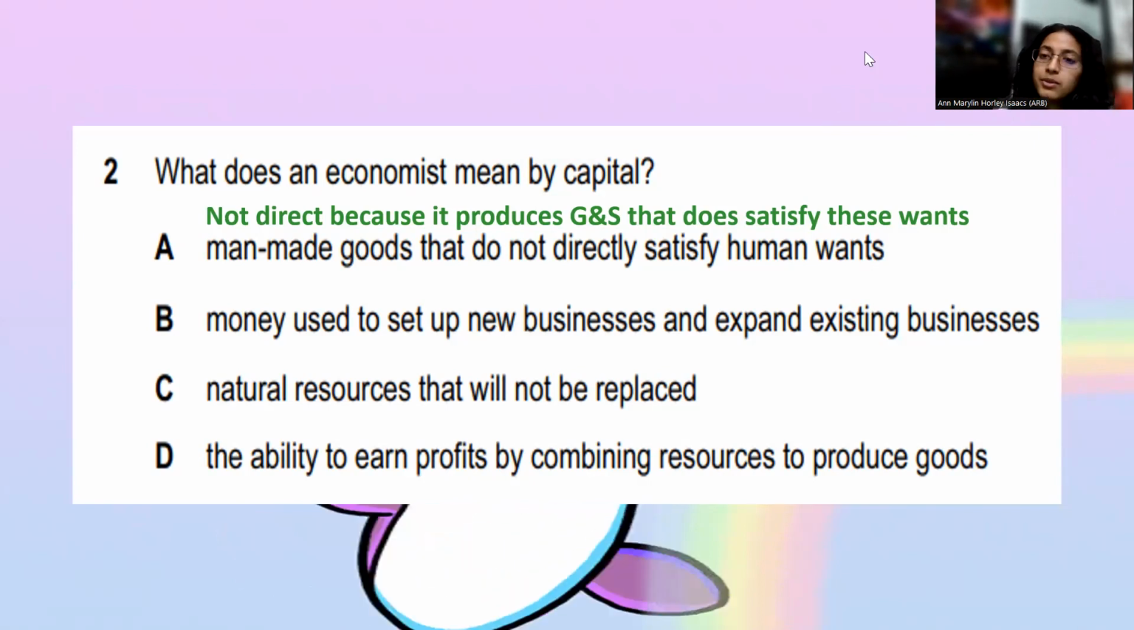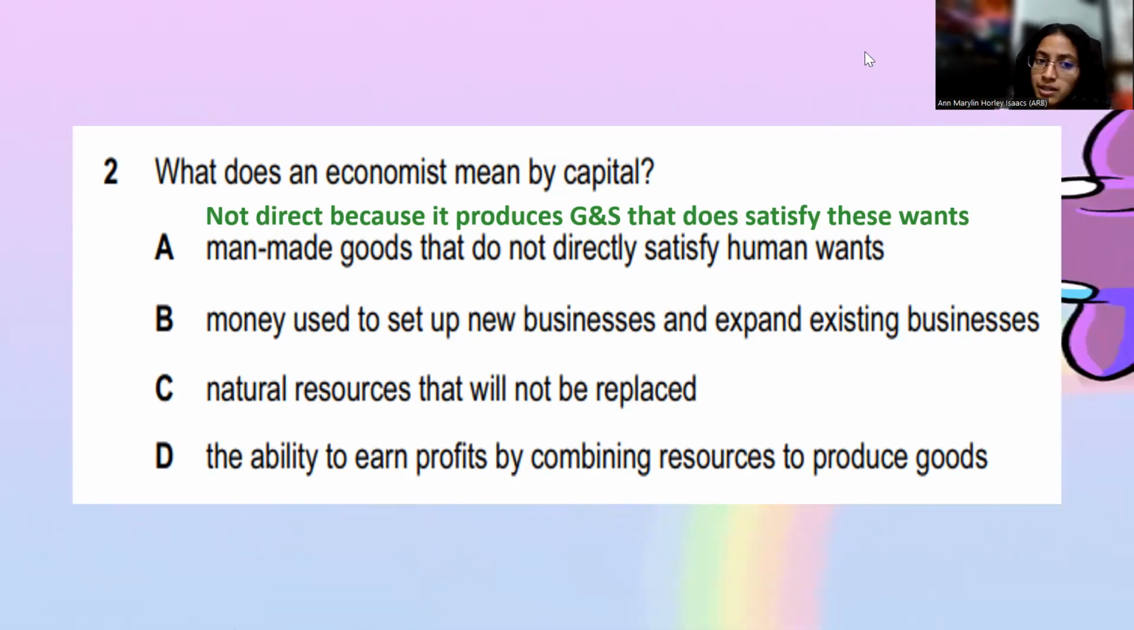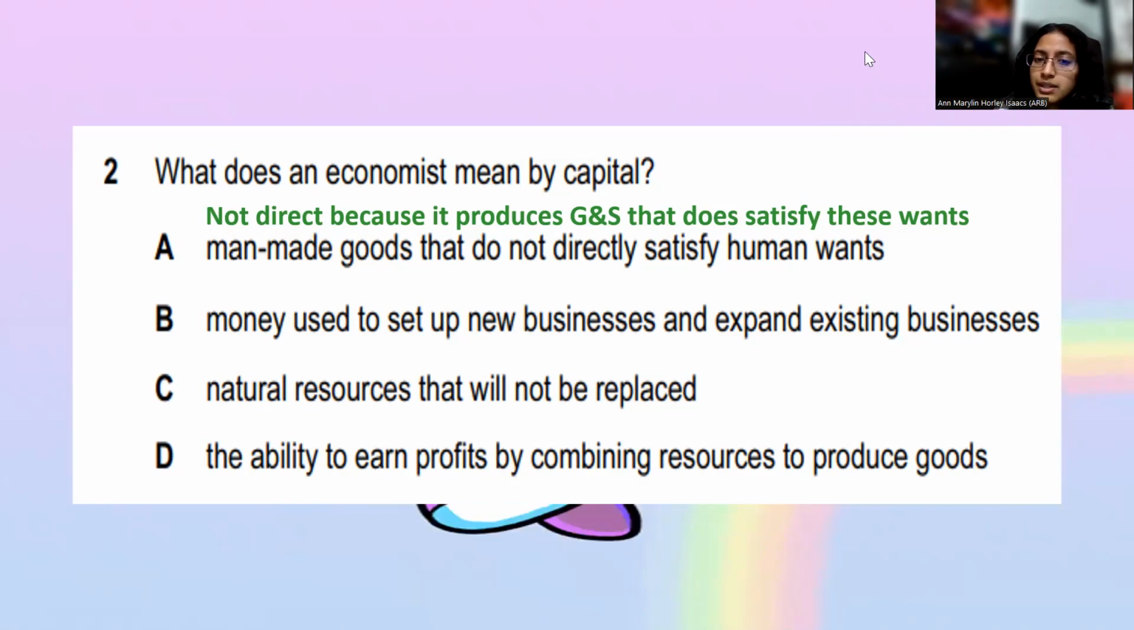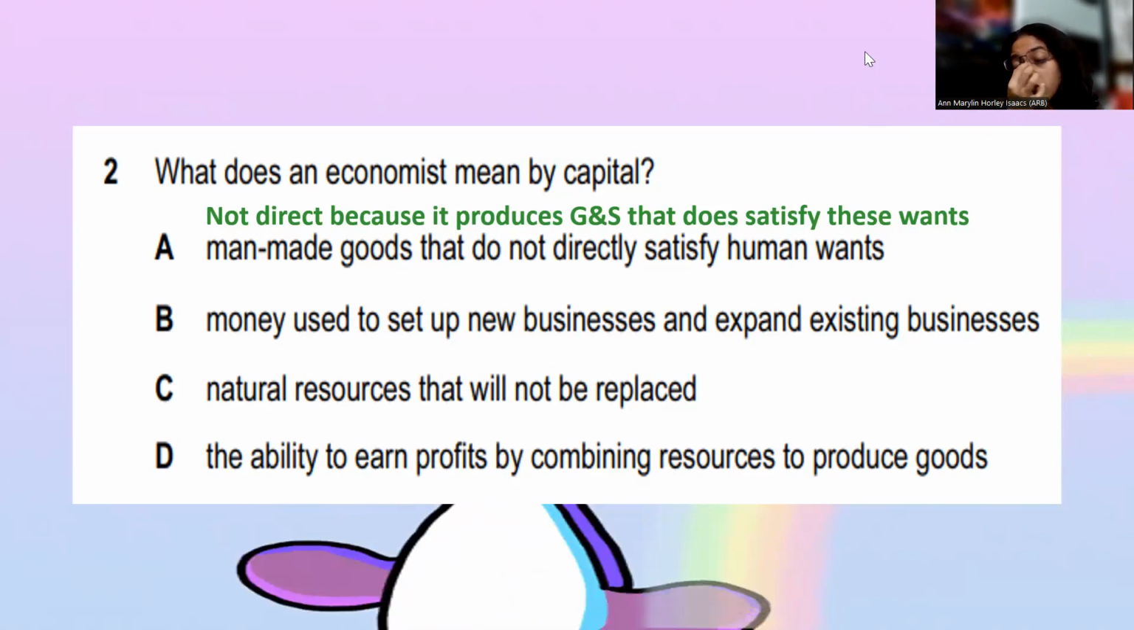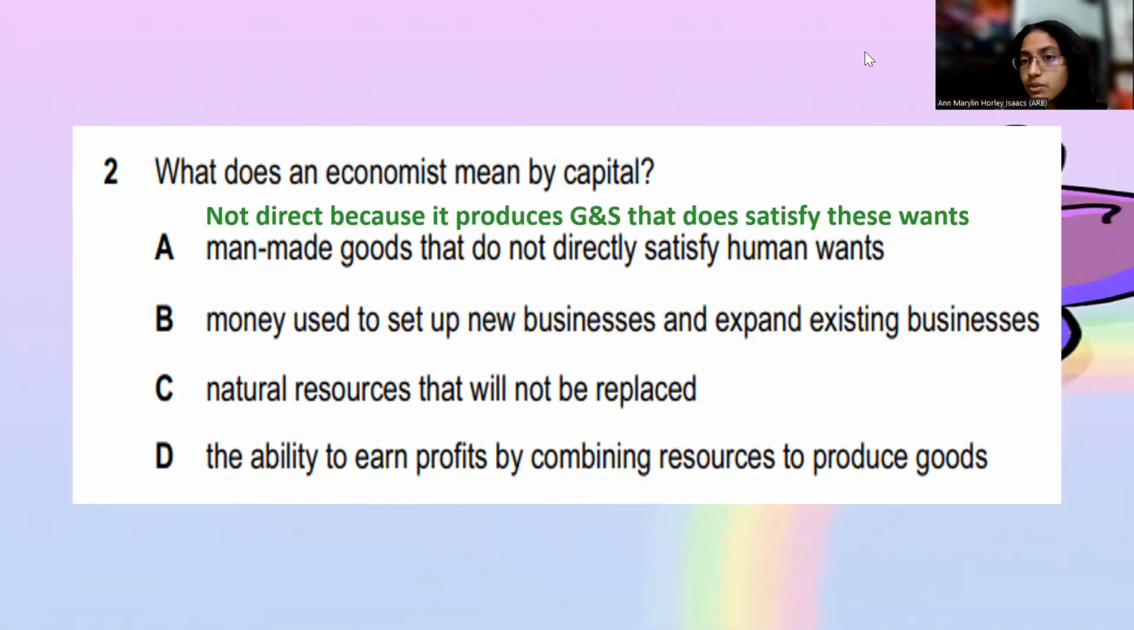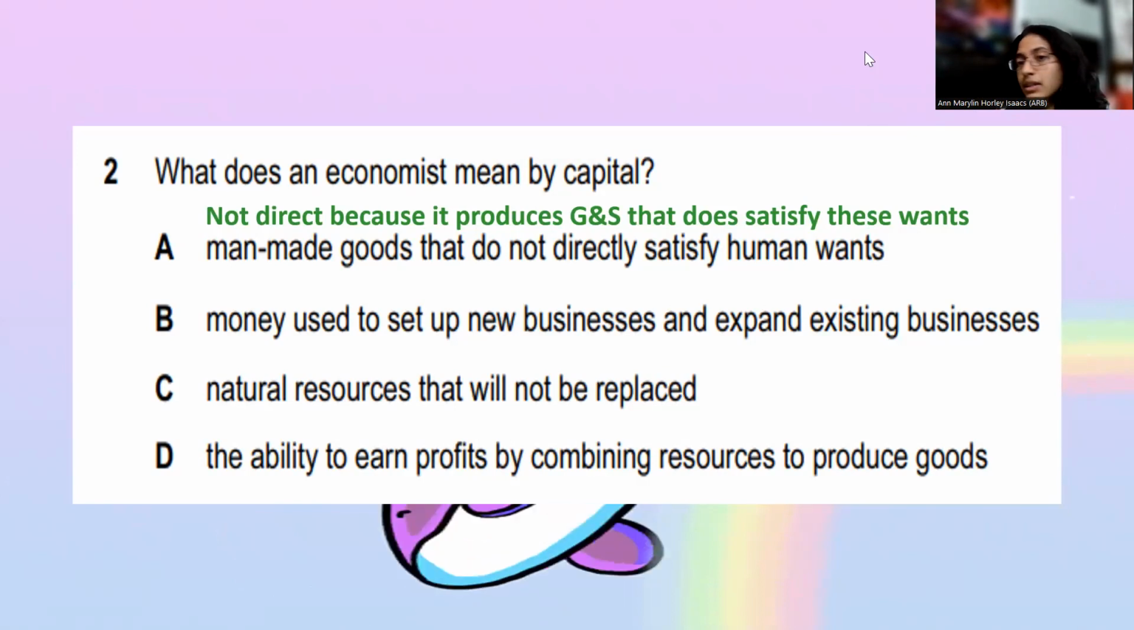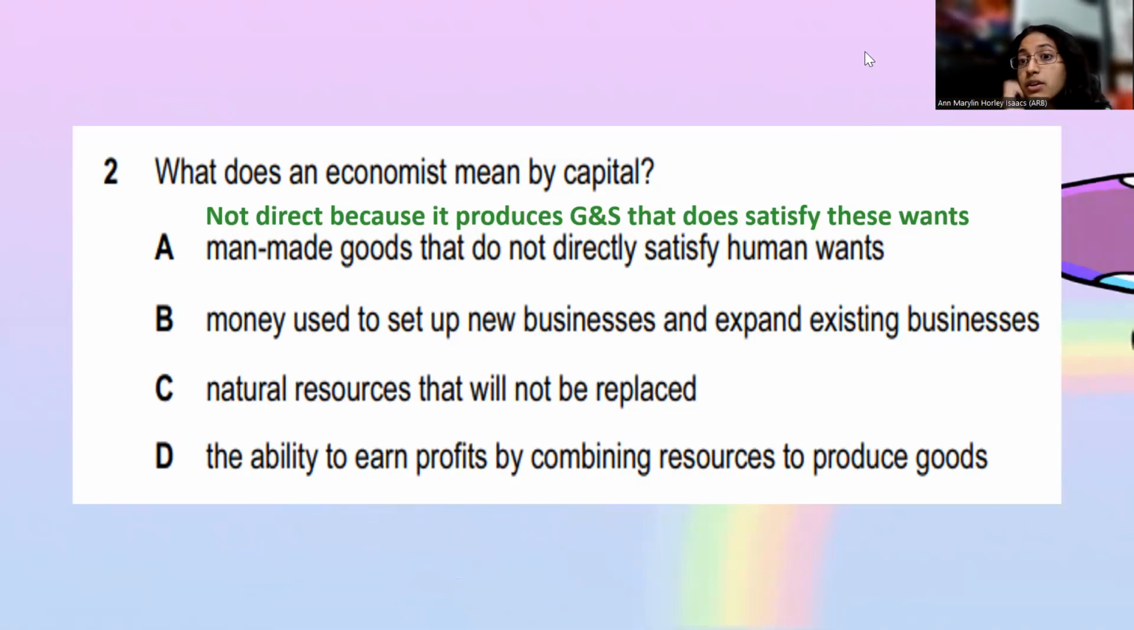Another thing to point out about capital here, if you can look at option B, money used to set up new businesses and expand existing businesses. No. In economics, we don't refer to capital as money. I know we do that in a general context, day-to-day conversations, business studies, you refer to money as capital. In economics, no, because you go back to your definition.